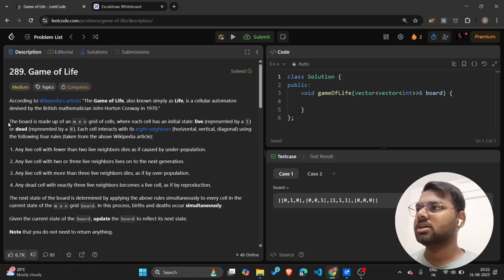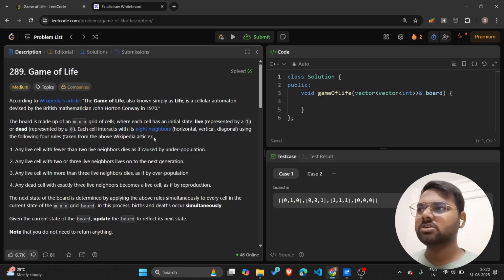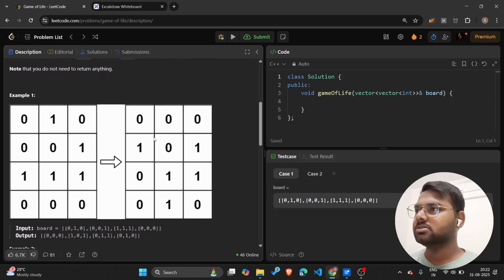So as you can see here, we are given a board which has an initial state where each element is going to be 0 or 1. 0 is for dead and 1 is for live, that means it is alive, and each cell is going to interact with its eight neighbors. Eight neighbors mean let us take that cell and it is going to interact with them.